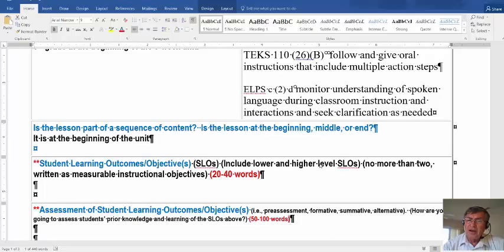Okay, include lower and higher level SLOs, no more than 2, written as measurable instructional objectives. I want you to have 2 objectives. Okay, it says no more than 2. I want 2. Well, you can have 1. You can have 1 objective, or you can have 2 objectives. But make sure that you have good focus on your objective. I'm very happy with 1. Actually, I prefer that you have 1, but you can have 2 if that helps you.